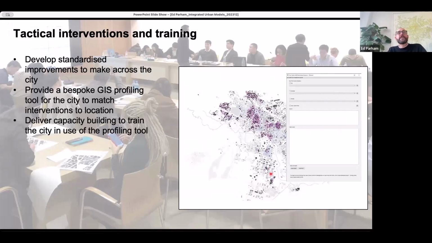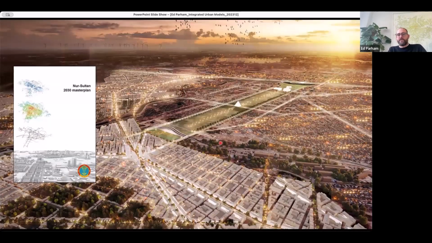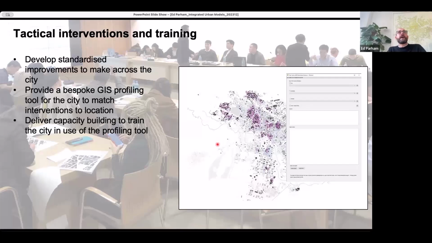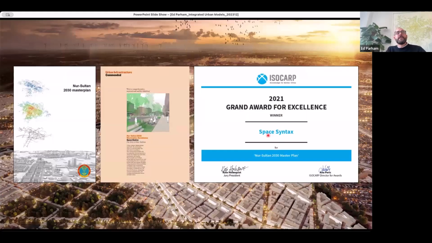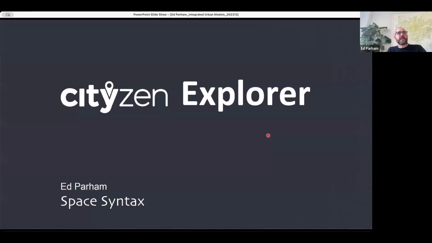The other thing that we did was we trained a group in the city how to use the integrated urban model. We gave them the model and we gave them a plugin in QGIS so that they could then use it to make decisions on a daily basis. That did really well. It won a couple of awards and it was a really good project.